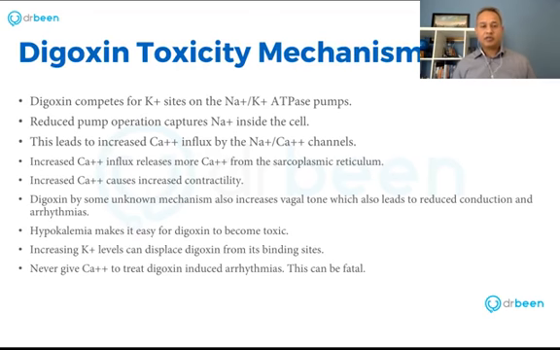Now, just very quickly, what is the mechanism of action of digitalis toxicity? How does the digitalis toxicity occur? So let's look at that very quickly with a diagram.